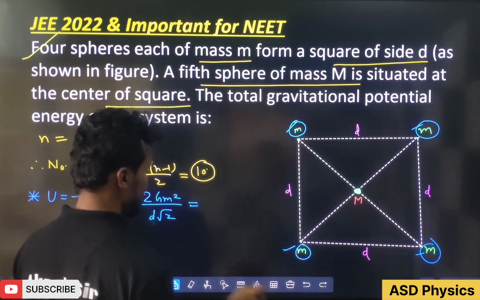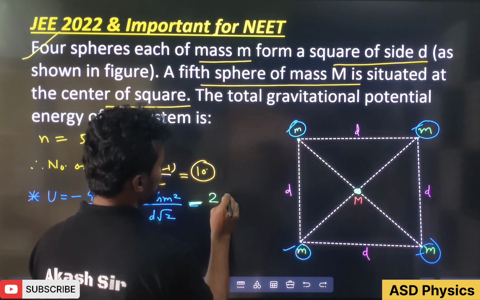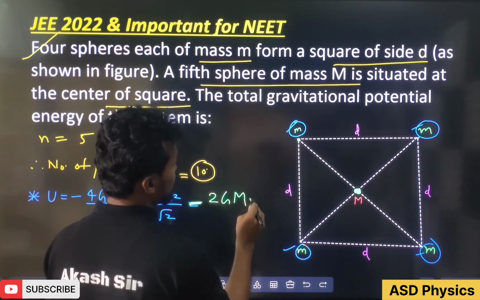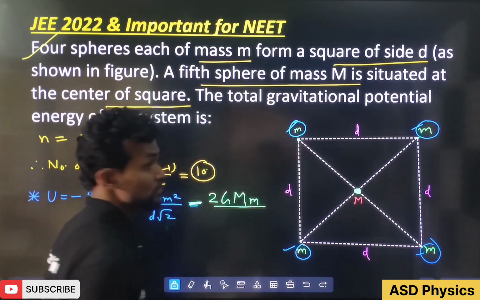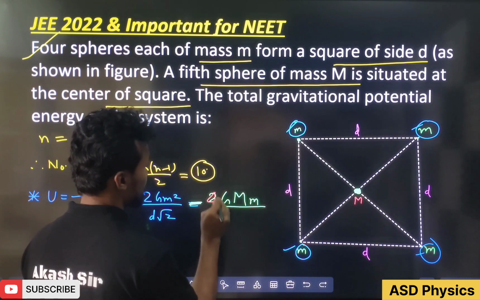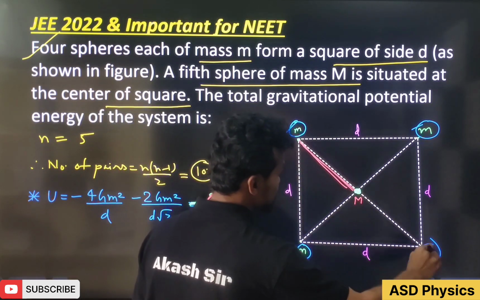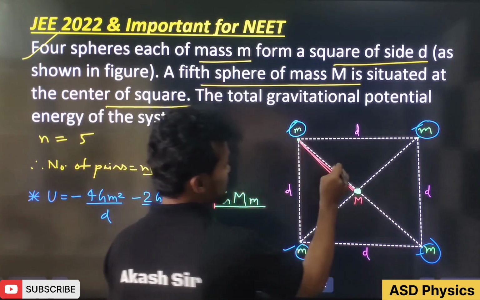Okay, so here what we can write. This is the minus anyhow. So minus 2 G capital M small m. 2 or 4 pairs? 4 pairs are there. Now 4 pairs are there like this, 4. And this distance, how much? Just guess please. This distance, you know this distance, d root 2. So this distance, how much?